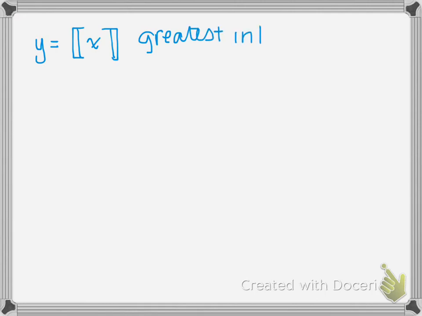The greatest integer function, so I've got y equals, and I'll just take the basic one since you've never seen it before. And what this notation means is, what's the greatest integer that is less than or equal to x? That's how we evaluate it. So you might take a moment and think about that. If you don't understand what that's saying, we'll look at the example.